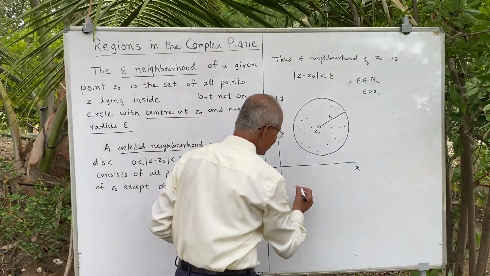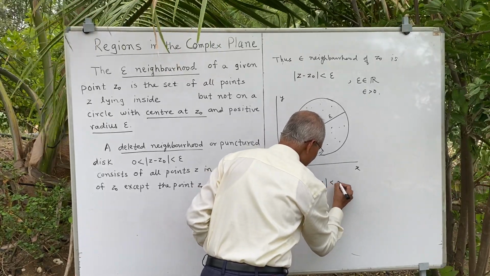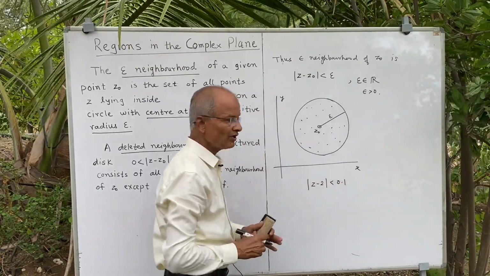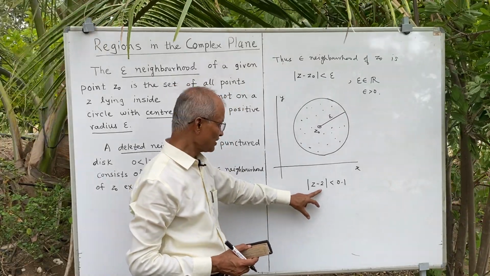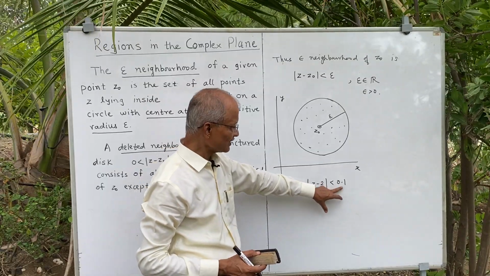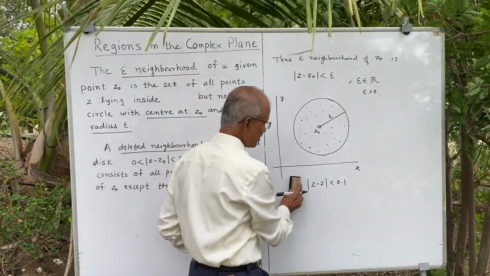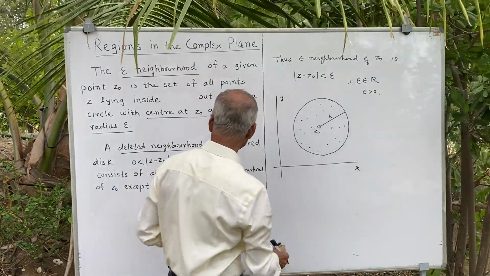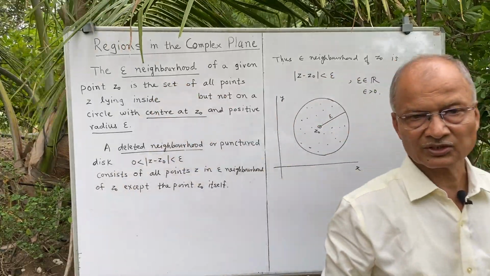For example, if we consider say z naught as 2 and epsilon as 0.1, this will be the 0.1 neighbourhood of 2, and that means all those points which are at a distance less than 0.1 from the point 2. So, this is the meaning of epsilon neighbourhood of point z naught. Next we will consider the further terms, we will define them.